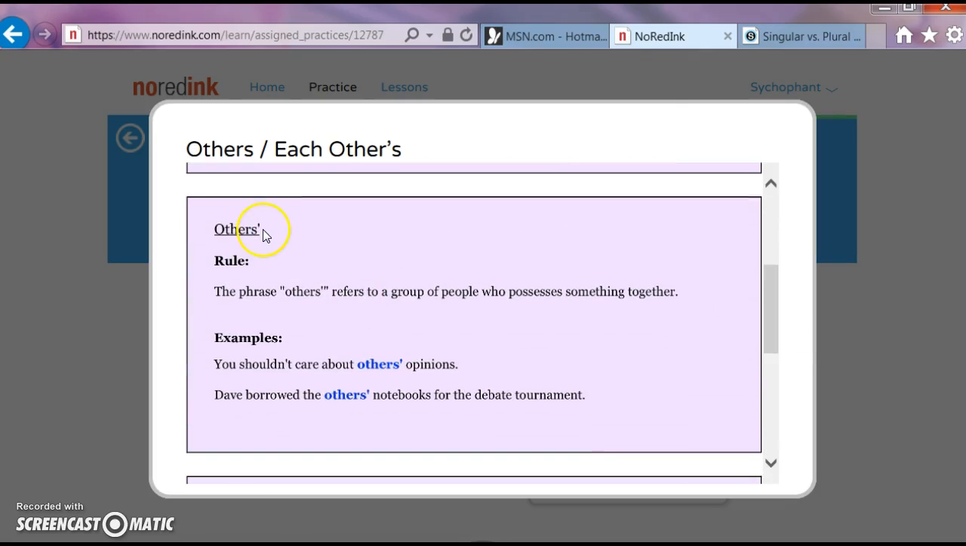Now they're telling me when it should be like this. The phrase others refers to a group of people who possess something together. All right, so this is a little bit tricky here. So if I want to say that some others all own something collectively, then I would use an apostrophe afterwards. So let's look at some examples. You shouldn't care about others' opinions. So this group right here owns this group of things right here. Dave borrowed the others' notebooks for the debate tournament. This group right here owns these things right here.